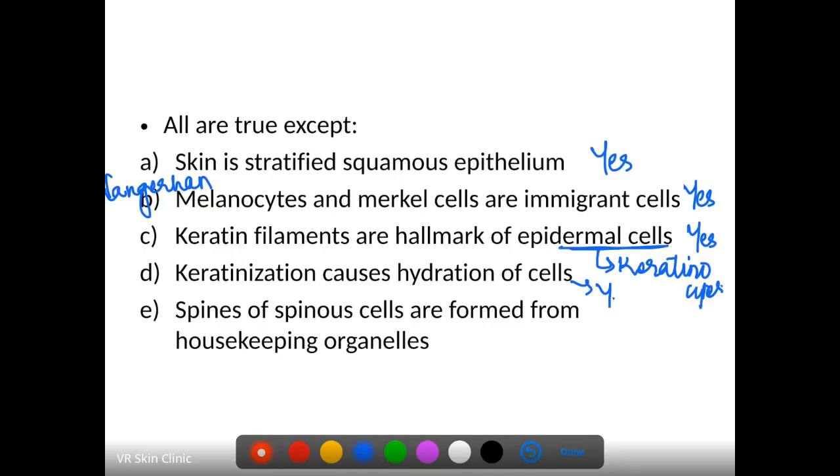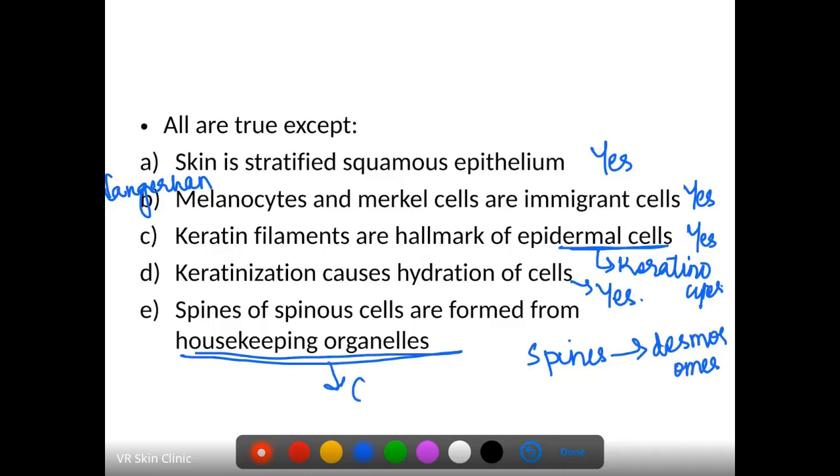Spines of spinous cells are formed from housekeeping organelles? No, spines are because of desmosomes and not because of housekeeping organelles. What are housekeeping organelles? They are the Golgi complex and the endoplasmic reticulum. But spines are because of desmosomes. This is the answer here.